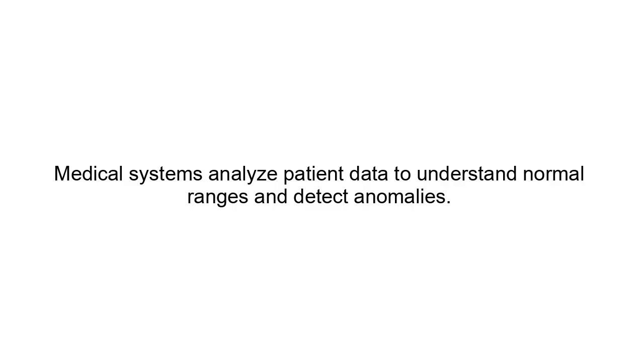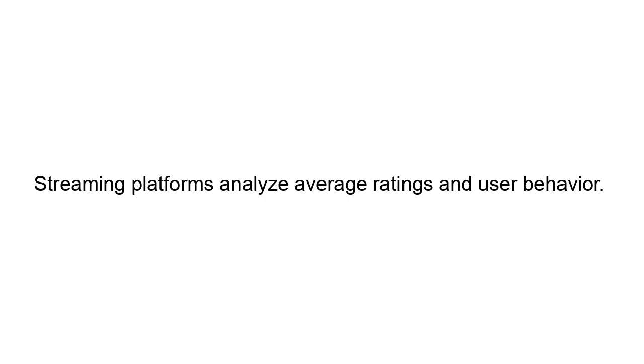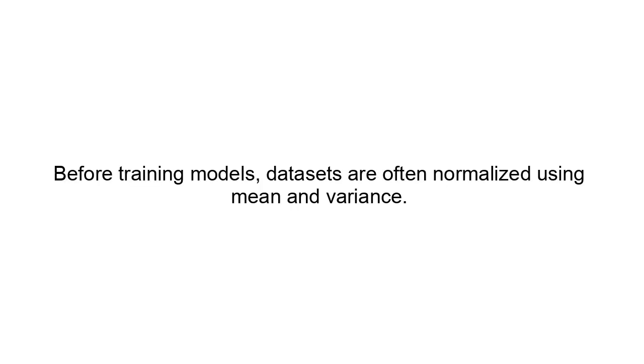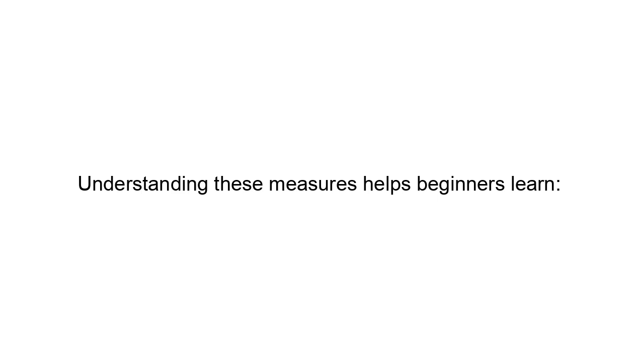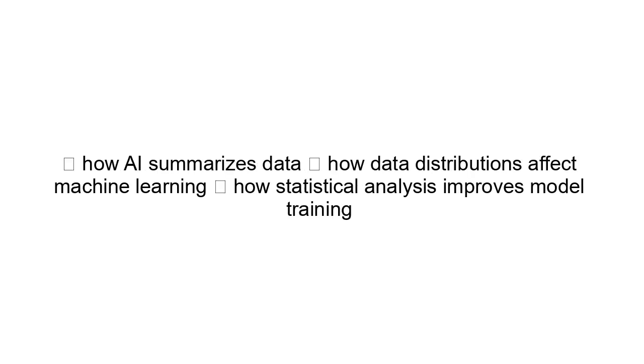Real-world AI applications. These statistical measures are used in many AI systems. Fraud detection: banks analyze transaction patterns using statistical measures to detect unusual behavior. Healthcare AI: medical systems analyze patient data to understand normal ranges and detect anomalies. Recommendation systems: streaming platforms analyze average ratings and user behavior. Data preprocessing: before training models, datasets are often normalized using mean and variance. Example concept: raw dataset means statistical analysis means normalized dataset.